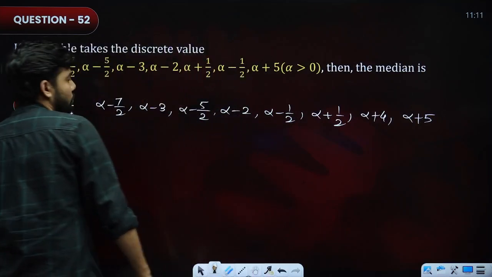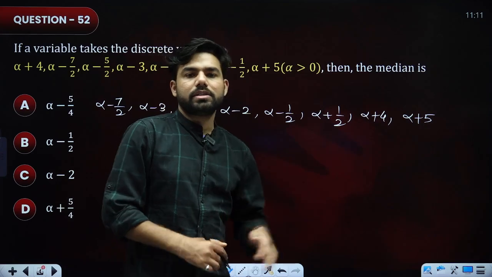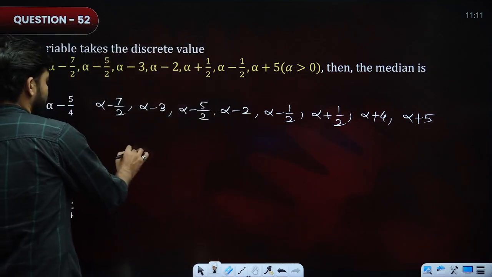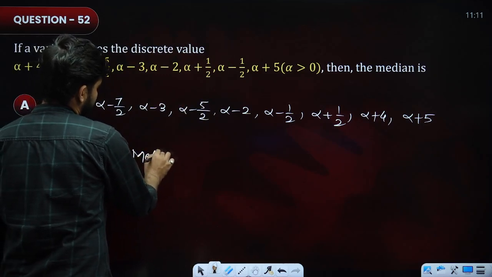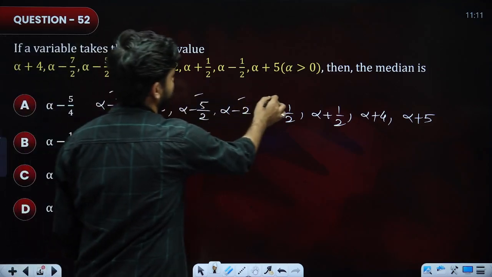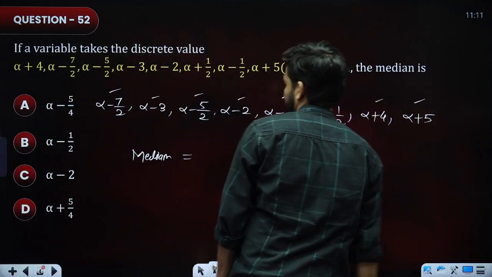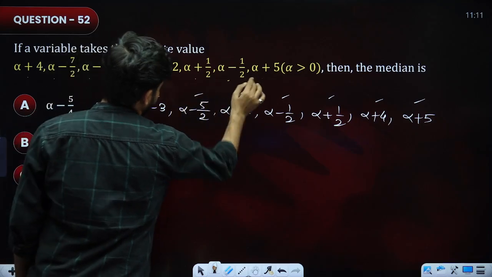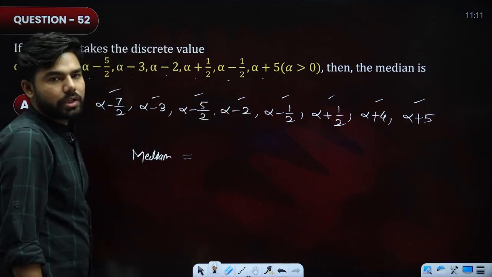Okay, that's how we can write it in increasing order. So in that case, we have to find the median over here. So median is equal to, we have 1 2 3 4 5 6 7 8, 8 terms. Okay, we have total 8 terms.